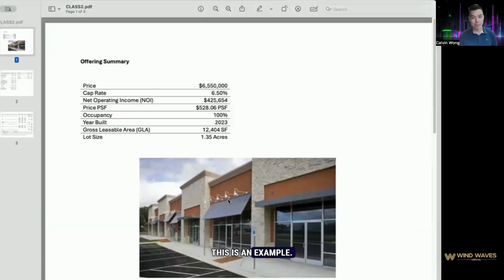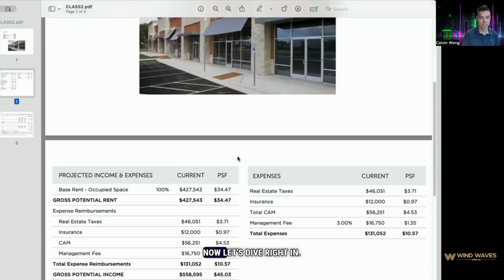Okay, this is an example. It's a multi-tenant strip center of 12,404 square feet, priced at 6.55 million at a 6.5% cap rate. The cap rate is the cash on cash return at the present moment. If you were to pay 6.5 million cash, this is the first year return you're going to get on your investment. This building was built in 2023 on a piece of land of 1.35 acres. Now let's dive right in.